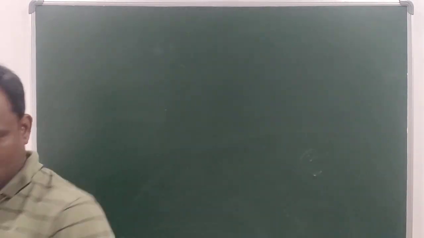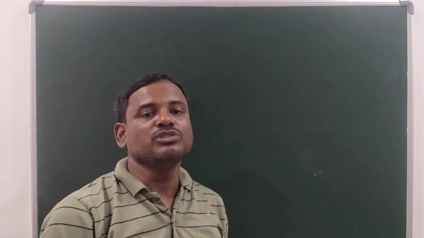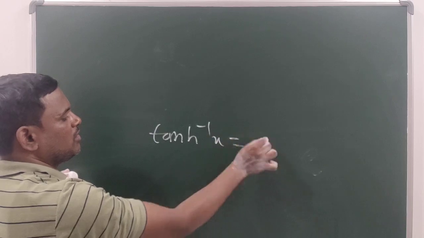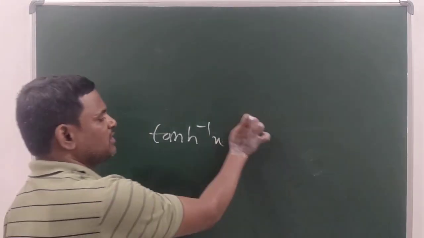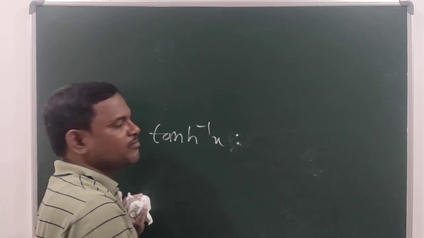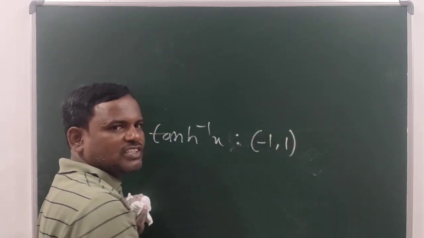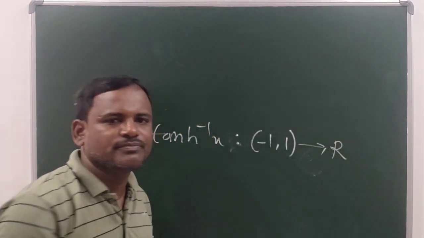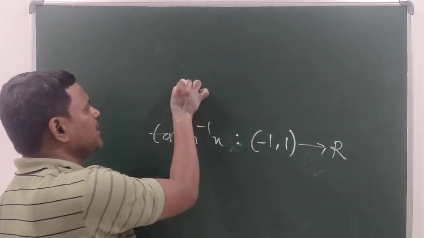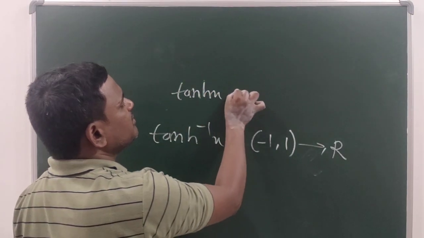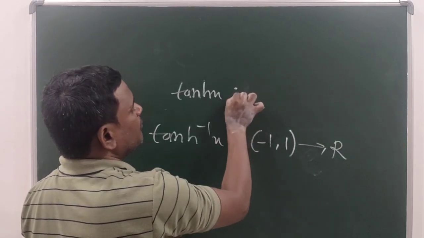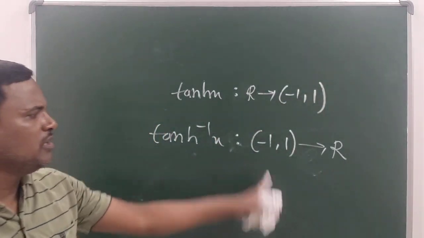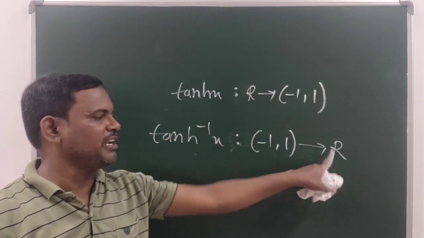Now, okay students, let us go to its inverse. Now tan h inverse of x. Can you tell me the domain of tan h inverse of x? From where to where will it be defined? So minus 1 to 1 is the domain for tan h inverse of x, whereas the range is the set of real numbers. Previously tan hx was defined from R to minus 1 to 1, but for its inverse, this will be the domain and this will be the range.